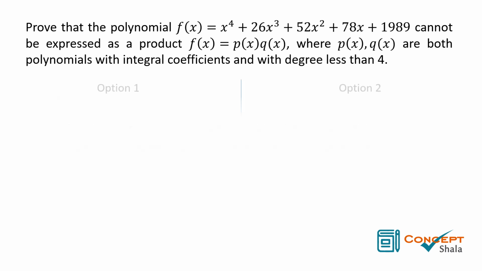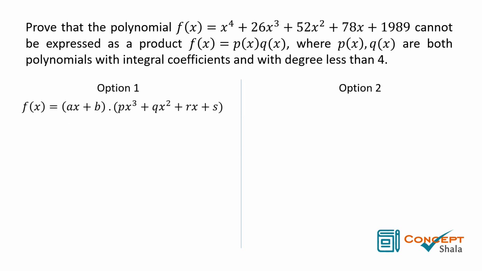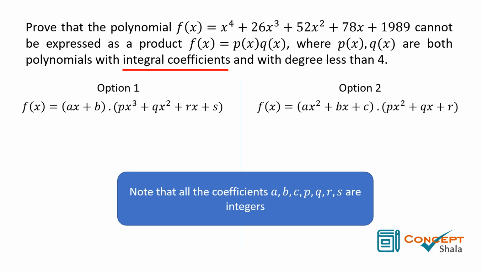Either f(x) is (ax + b) times (px^3 + qx^2 + rx + s), where ax + b is the 1 degree polynomial and px^3 + qx^2 + rx + s is the 3 degree polynomial. Or f(x) can be (ax^2 + bx + c) times (px^2 + qx + r), and both of these are 2 degree polynomials here. Remember that the coefficients a, b, c, p, q, r and s are integers here.